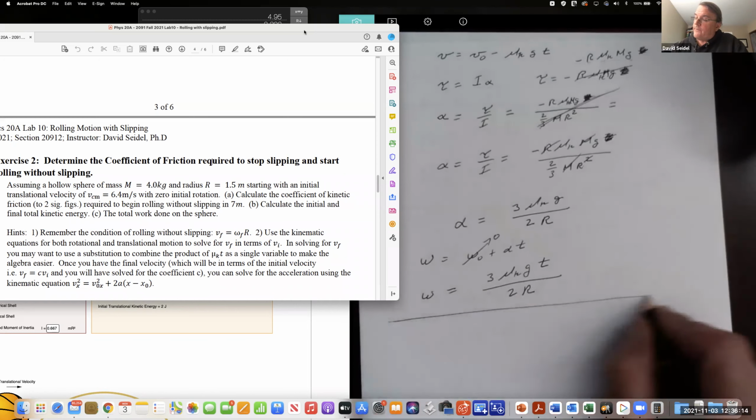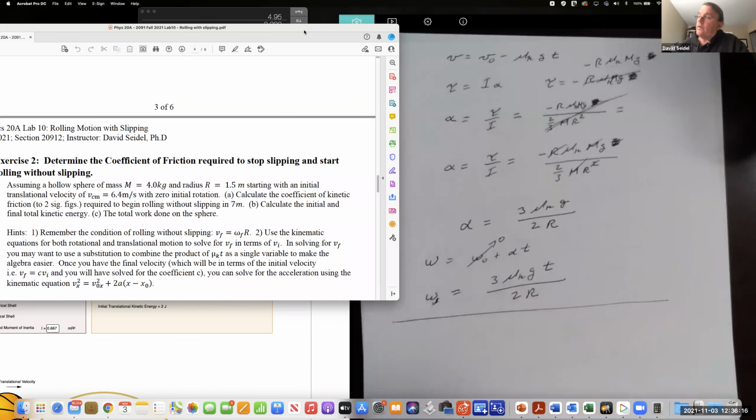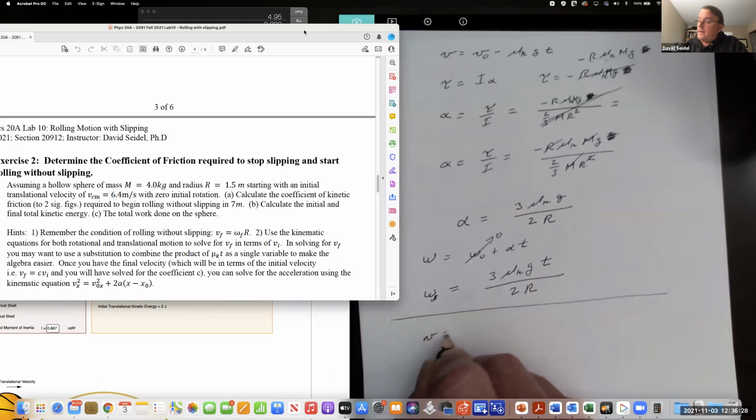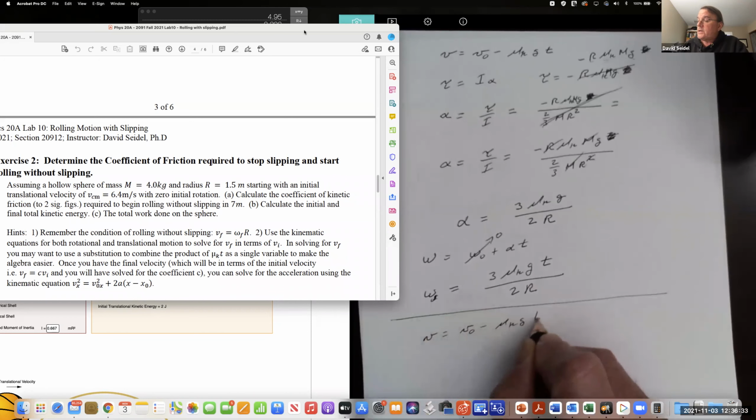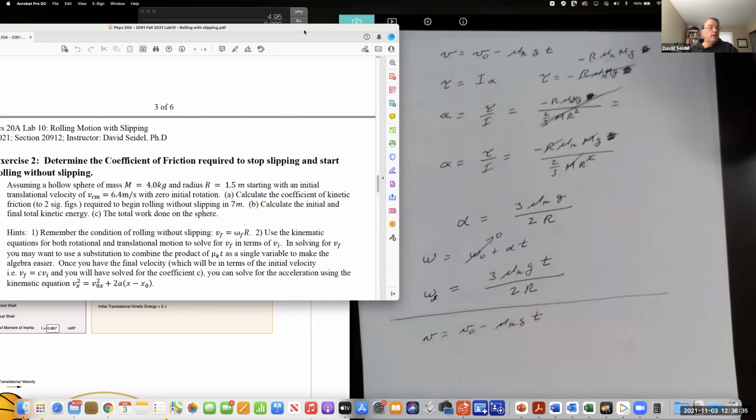So I've got an expression for omega. This is omega final, that's when we have rolling without slipping. I also have V is equal to V0 minus mu K g t. Correct?